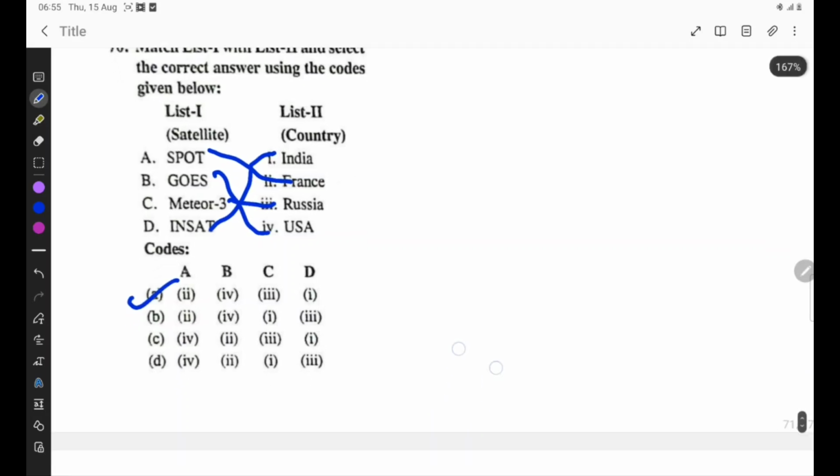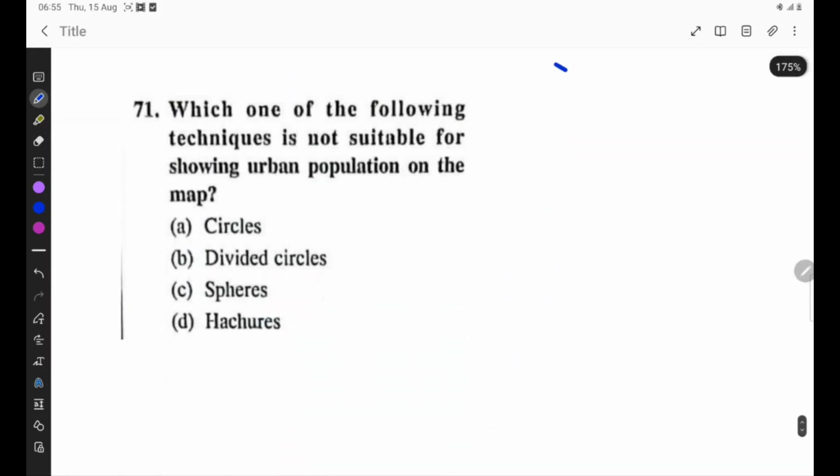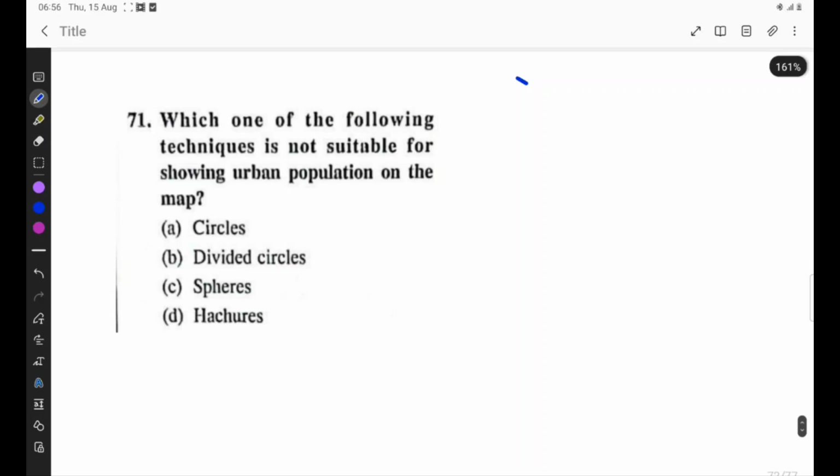Then, which one of the following techniques is not suitable for showing urban population on the map? Circles, divided circles, spheres, or hatchers? So the answer is hatchers.